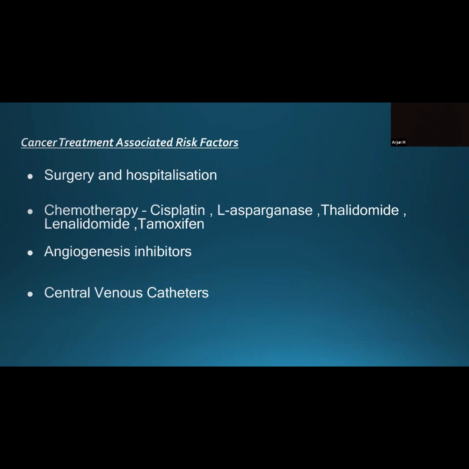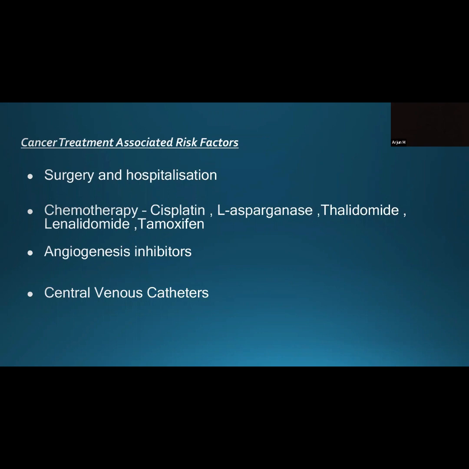Now, with regards to cancer treatment associated risk factors, these are surgery and hospitalization. Sorry, chemotherapy. Certain chemotherapeutic agents like cisplatin, L-asparaginase, thalidomide, lenalidomide, and tamoxifen can also aggravate the risk of developing a venous thrombotic event by itself. I will explain the mechanism behind this later on.